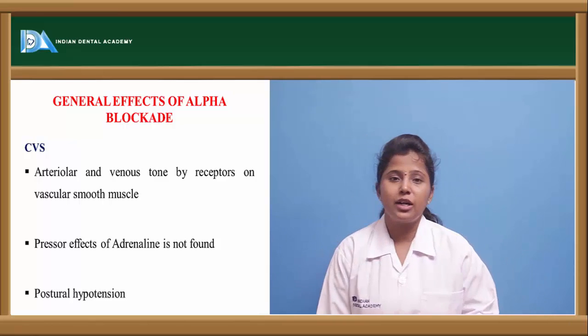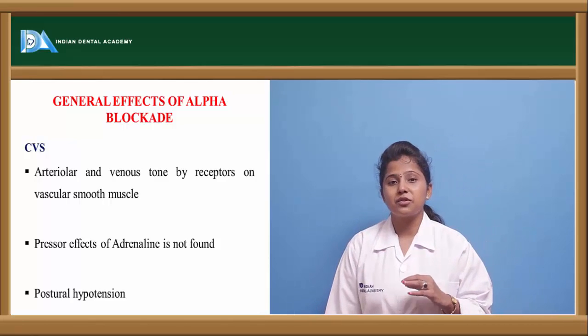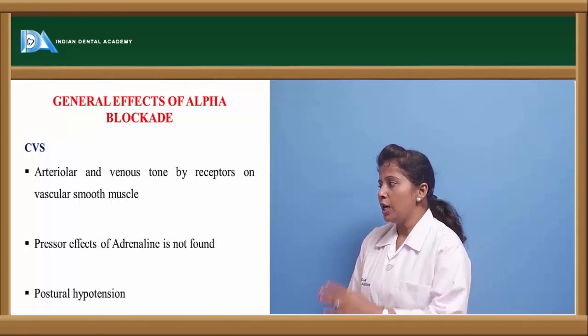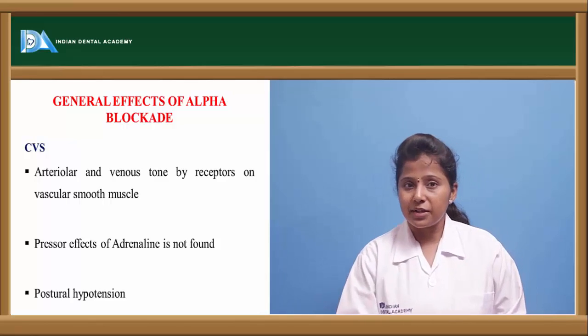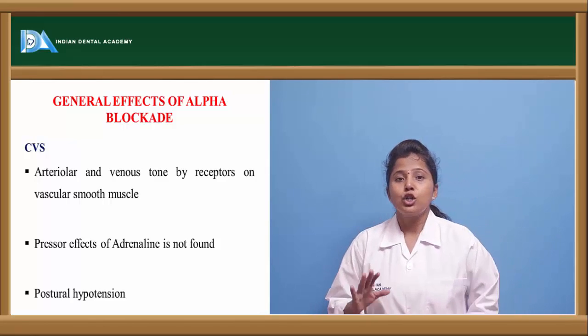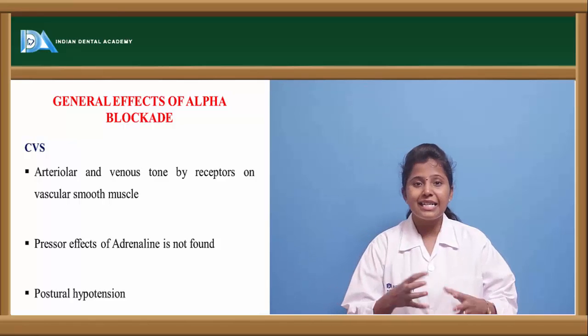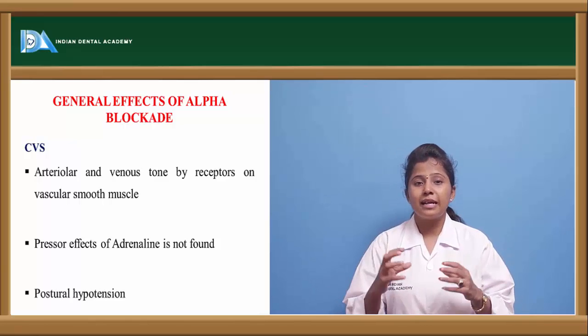First, the effects on the cardiovascular system. What happens if alpha receptors on the cardiovascular system get blocked? There are alpha receptors on the vascular smooth muscles. So here, the arterial as well as venous tone: we have the arteries and veins, and they are made up of smooth muscle.